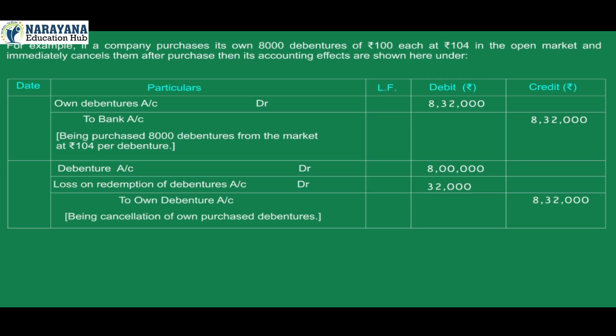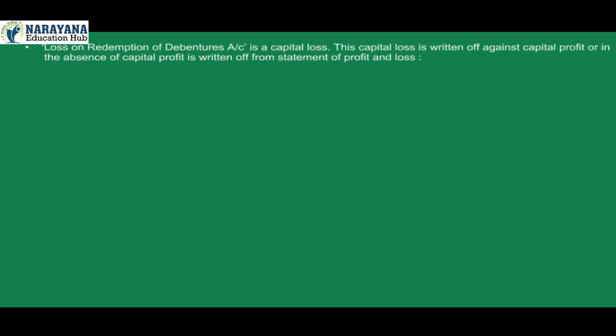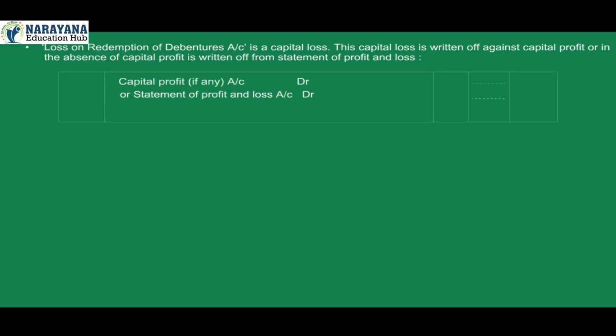own purchased debentures. Loss on redemption of debentures account is a capital loss. This capital loss is written off against capital profit or, in the absence of capital profit, is written off from statement of profit and loss. Capital profit account debit, or statement of profit and loss account debit, to loss on redemption of debentures account credit.